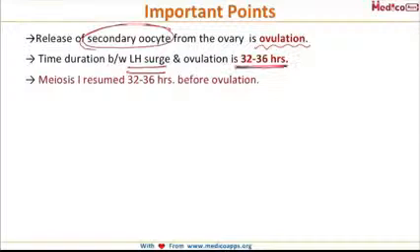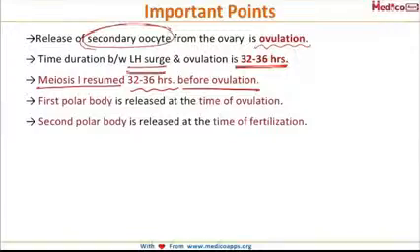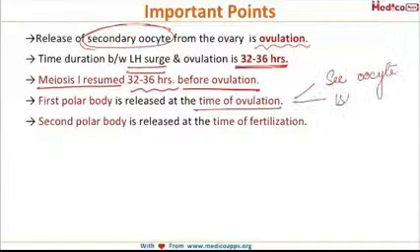Now this question can be framed differently: when does meiosis I resume? It resumes 32 to 36 hours before ovulation, because this LH surge causes meiosis I to resume, and then ovulation occurs. As we told, at the time of ovulation, there is formation of one secondary oocyte and the first polar body. So the first polar body is formed at the time of ovulation.